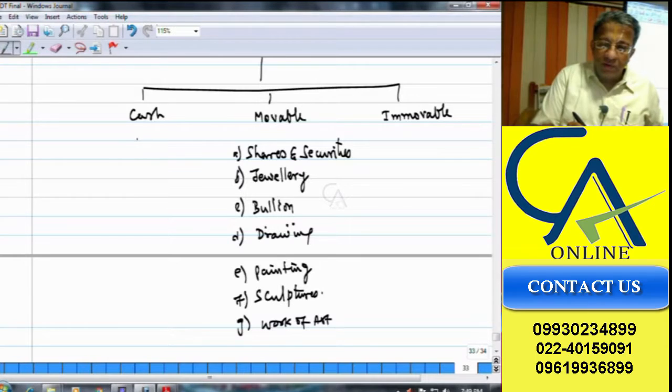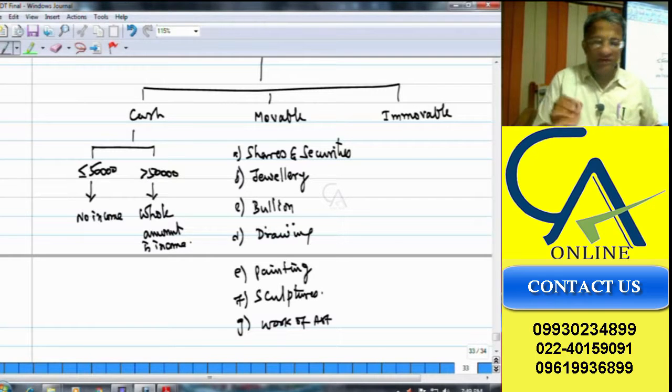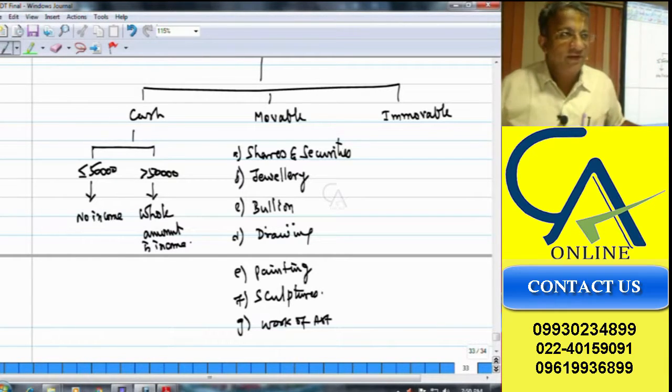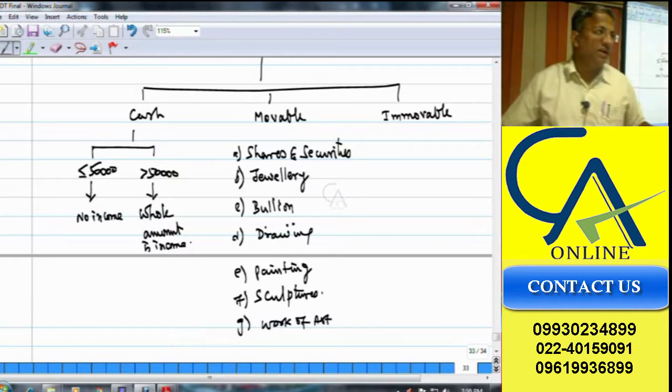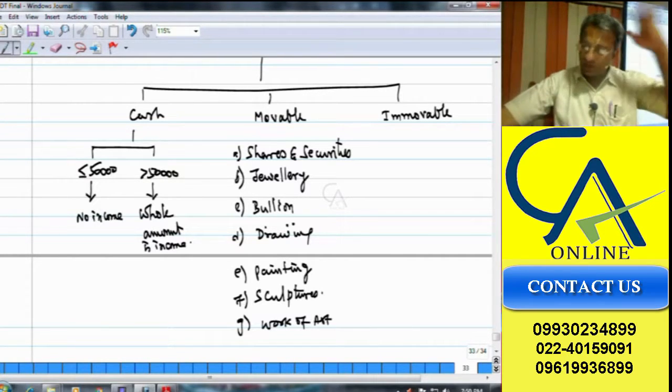So now, what is the limit? In this case, cash: less than or equal to 50,000, no income. More than 50,000, the whole amount is income. Therefore, if you have received 50,000 and somebody gives 1 rupee more, the matter is over. The entire 50,001 will be taken for taxation. Just for a joke I am telling you. So don't have a feeling that only the amount above 50,000 will be captured as income. The entire amount is income.